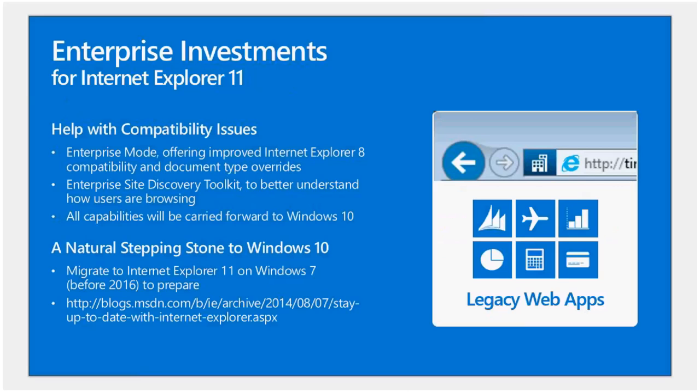So for most customers, the first step to getting to Windows 10 is to get to IE11 on Windows 7, and then it's going to be fairly easy for them to get to Windows 10 because it's going to be running the same IE11 that they're already using on Windows 7.